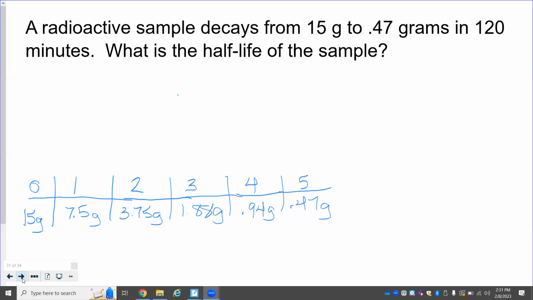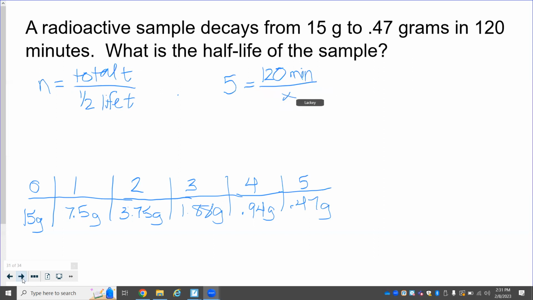And this is one where I wouldn't round each time. I would just keep dividing by 2 in the calculator. So this is saying that we went through 5 half-lives in 120 minutes. So this is where we can go back up to the number of half-lives is the total time divided by the half-life time. So we went through 5 half-lives in 120 minutes. And we want to know that half-life time.